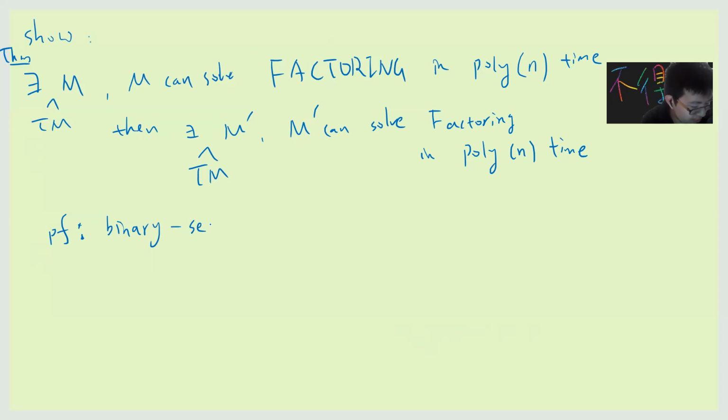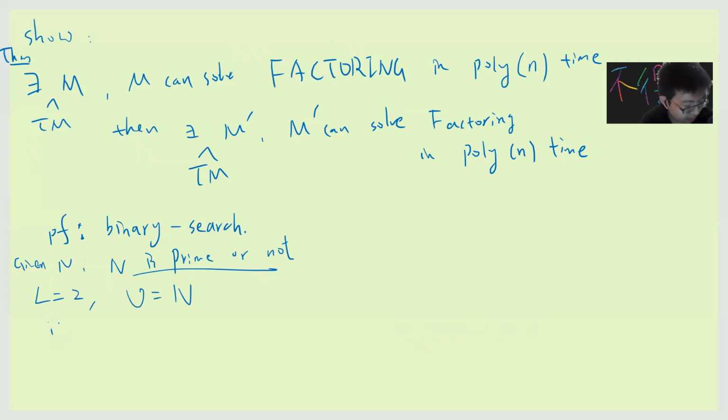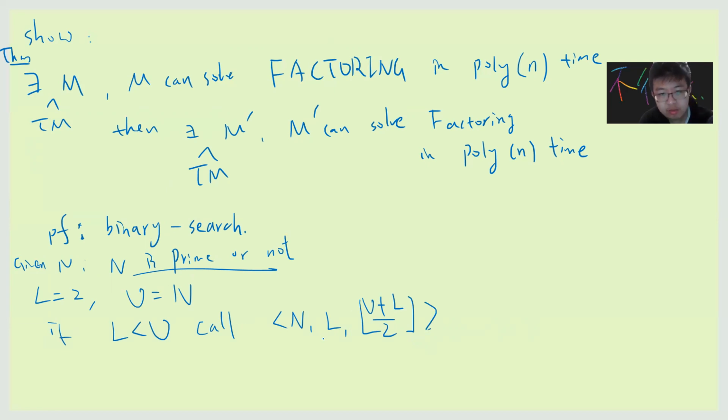Binary search. The idea is that somebody gives you n. You first check whether n is prime, which you can do in polynomial time because primality testing is in P. Then you start with lower bound L and upper bound U equal to n. If L is less than U, you call the decision procedure on n, L, and (U plus L) divided by 2. There are two cases. If the call returns true, that means you find a prime factor, so you can divide n by p1 and run the whole program again.